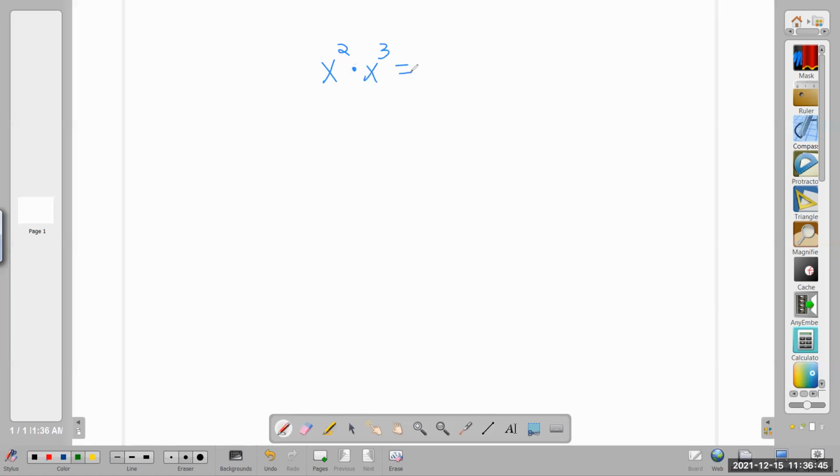So our product rule, this is a product rule when you multiply exponents. Our product rule says that we are simply going to add these guys together. 2 plus 3 is 5. So this simplifies to x to the 5th.